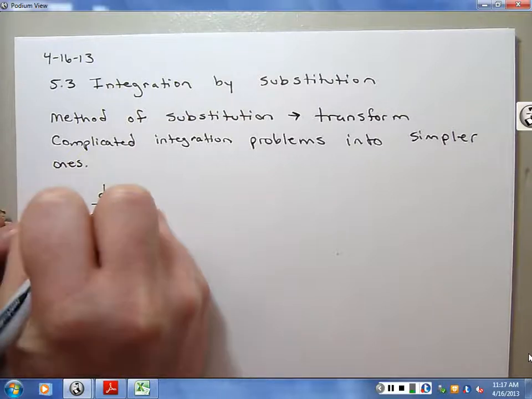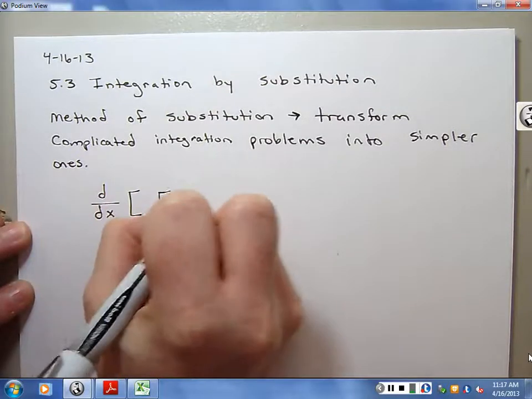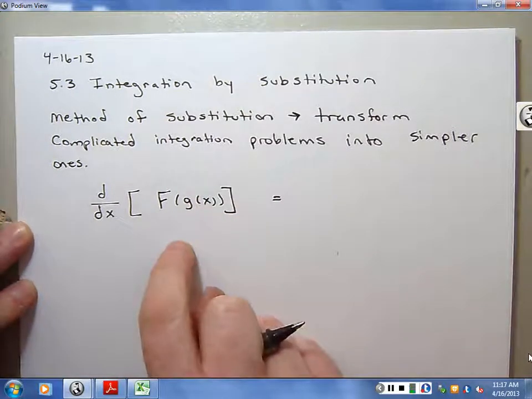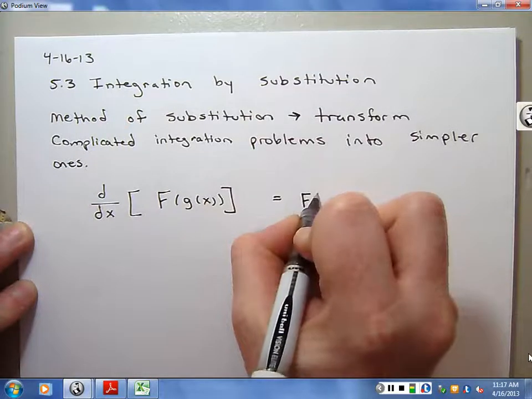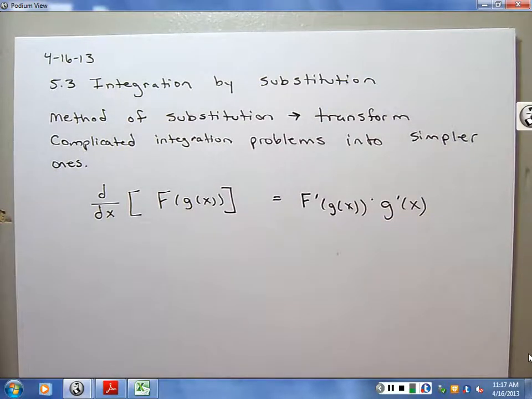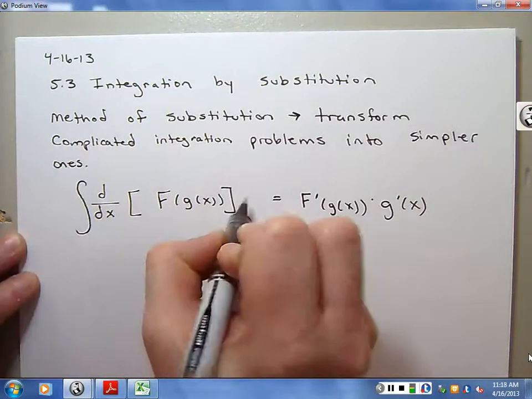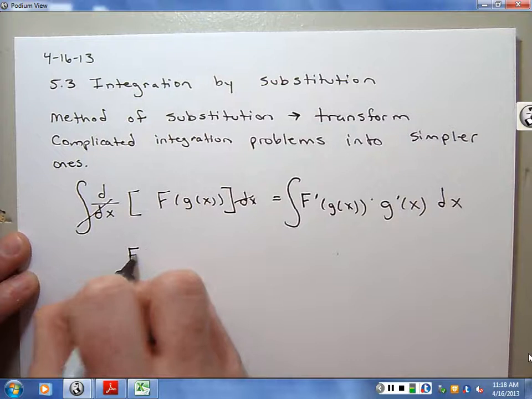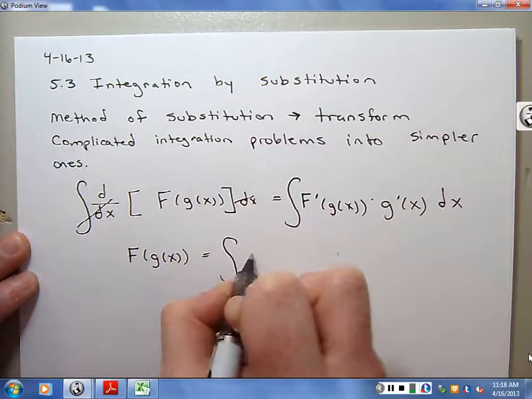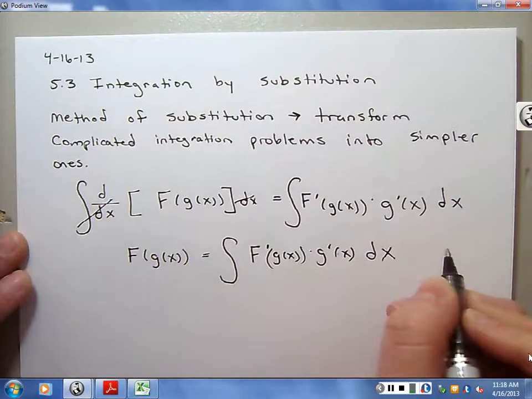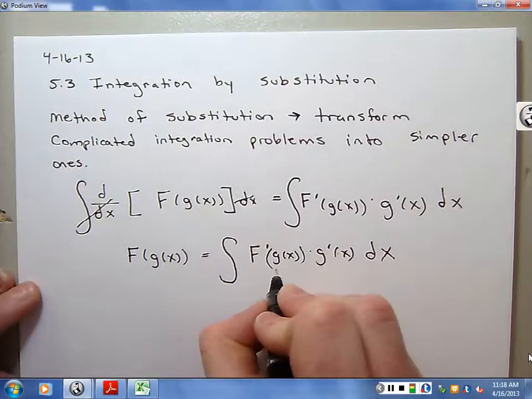let's recall from differentiation, if I take a derivative of a composition, so I'm differentiating a composition, right? That's the derivative of the outside function evaluated at the inside function times the derivative of the inside function. Do you guys remember that? So the anti-differentiation is going to go the other way. So if I integrate this with respect to x, and I integrate this side with respect to x, it turns out that the integral cancels with the derivative, and I'm left with f of g of x. That equals the integral of the derivative of the outside evaluated at the inside times the derivative of the inside dx.